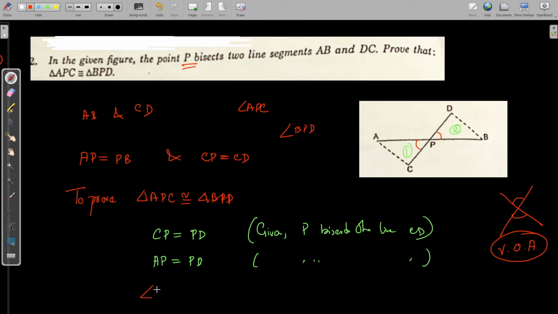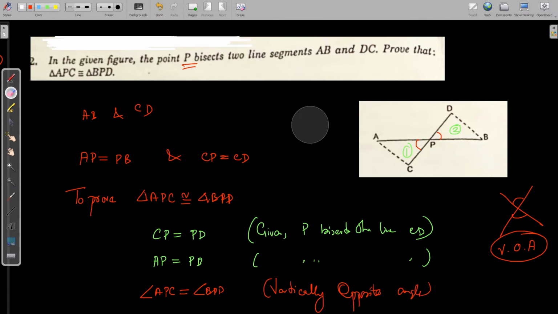So what can I write? I can write angle APC is equal to angle BPD. What is the reason? Because they are vertically opposite angles. So we got 3 points. Now let's see which condition this is. We have one side equal to another side, and the angle between the sides is equal. So I can say triangle APC is congruent to triangle BPD, by the SAS condition. Hence proved. I hope it was an easy question.